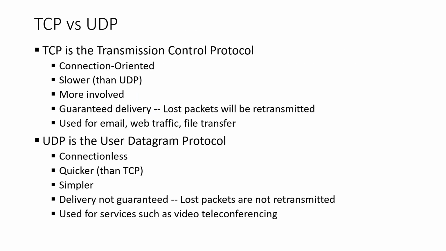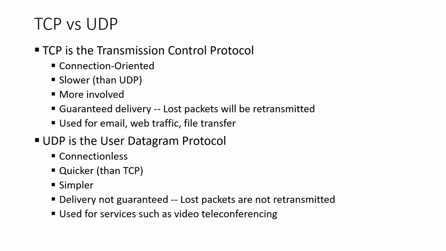Previously, we mentioned TCP and UDP. Let's take a look at them in a little more detail. TCP is the Transmission Control Protocol. UDP is the User Datagram Protocol. TCP is connection-oriented, which is what enables the guaranteed delivery of packets. A connection needs to be set up before transmission begins, and the packets sent are numbered and kept track of. This is what makes transmission slower, but will also mean that lost packets can be retransmitted.